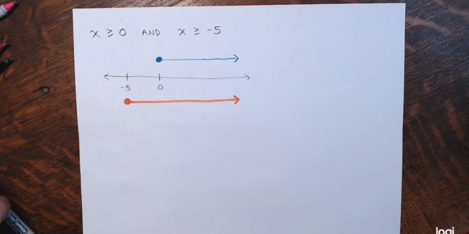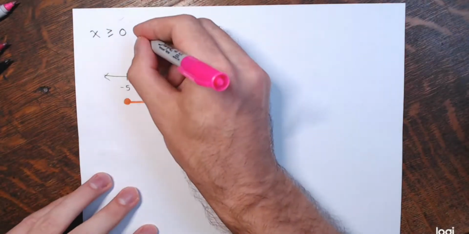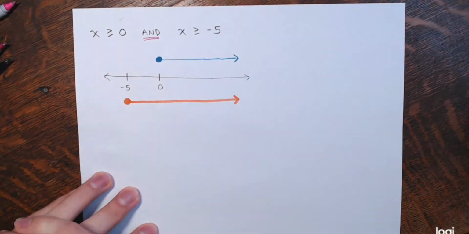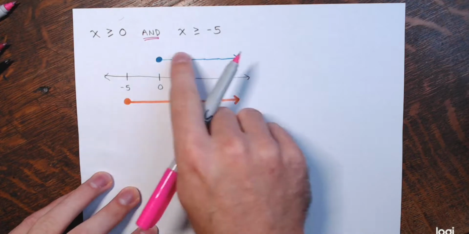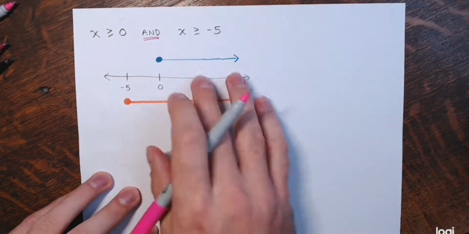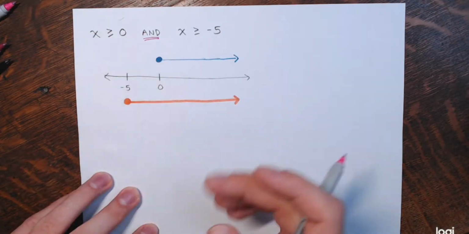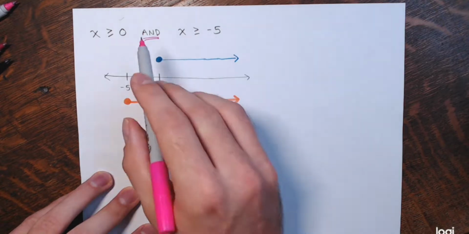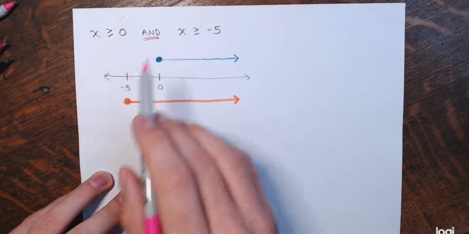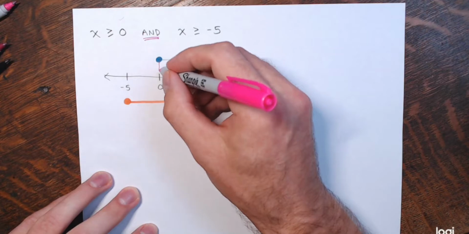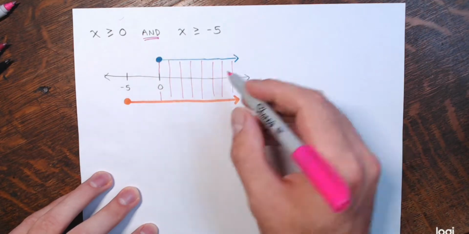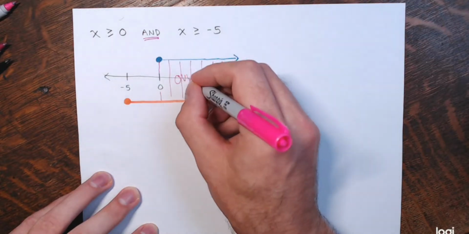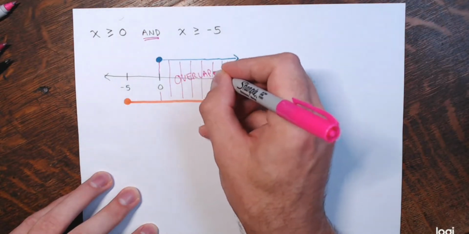But now, because the word "and" is involved, I'm looking for the overlap, right? If it was the word "or," all these numbers would just belong to the graph, all satisfying one of these. But with the word "and," I'm looking for the numbers that satisfy both. And that's the numbers from 0 onward. All the numbers from 0 and up are in the overlap, or the intersection.